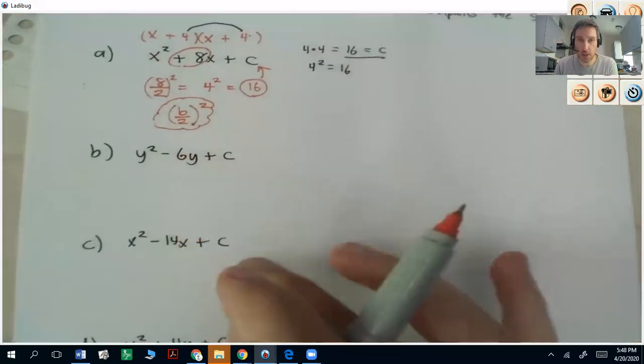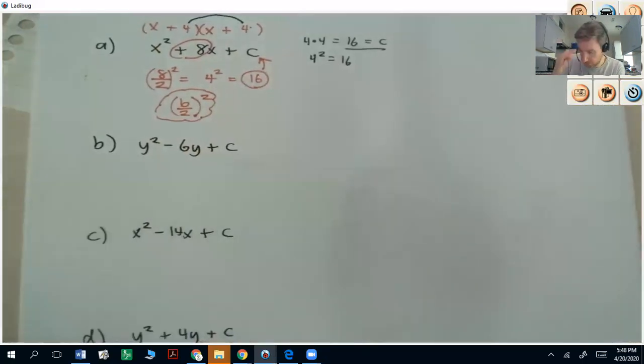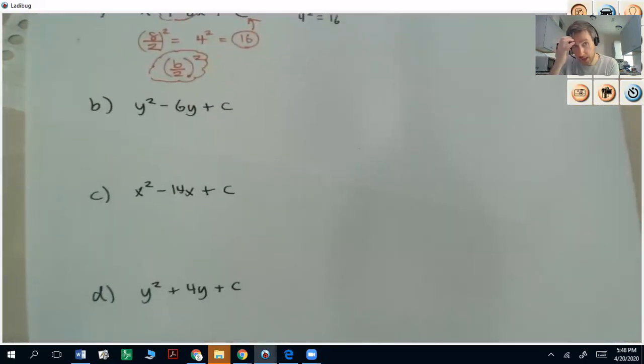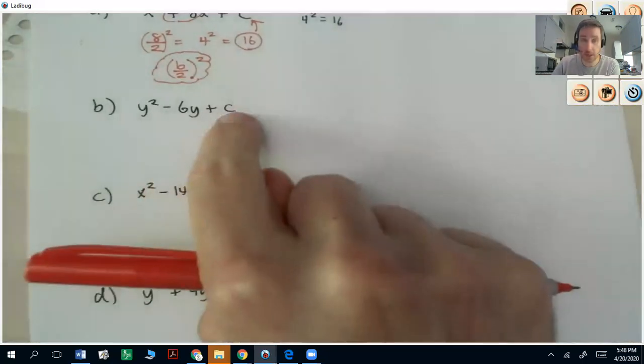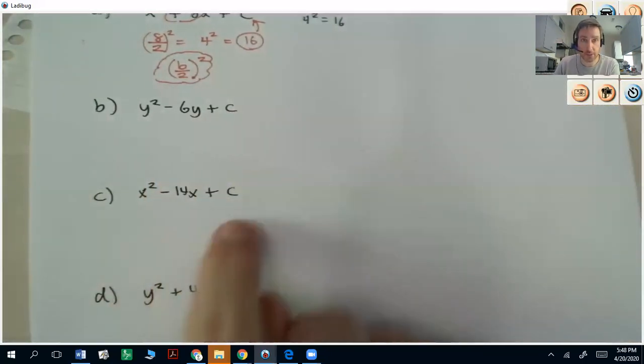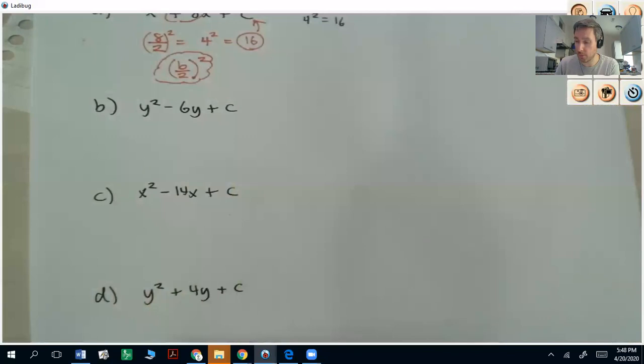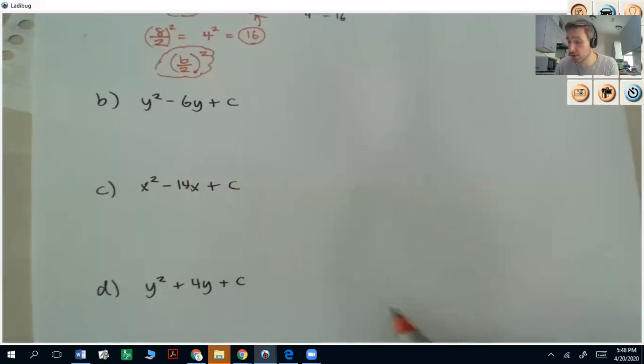Can you do it for these below? Actually, there's 3 of them. So we have y² − 6y + c, x² − 14x + c, y² + 4y + c. Try it on your own, and then you can check them with me.